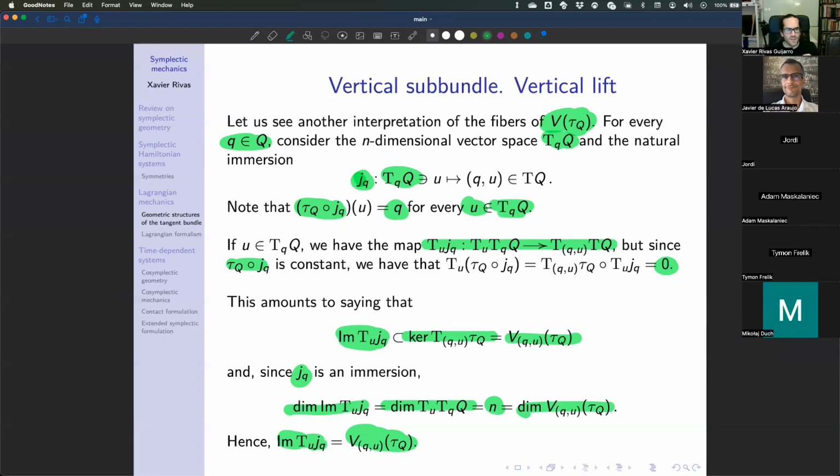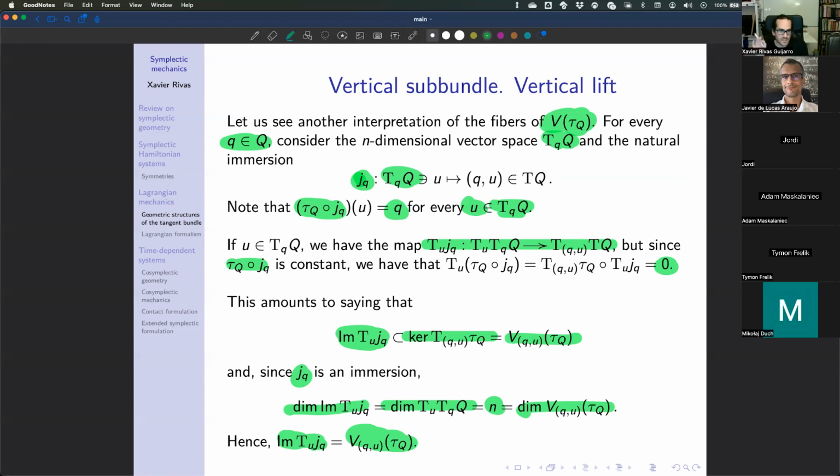I'm not sure if you are all familiar with the structures of the tangent bundle. Maybe Javi, you can tell me. I mean, PhD students, and no, I don't think so. They could have some kind of structures and things of these. I mean, the vertical subbundle, maybe the vertical lift, kind of. I have my doubts.